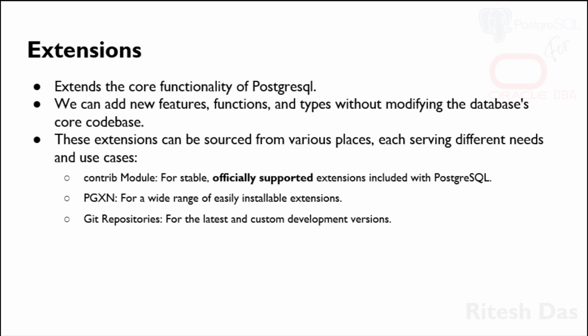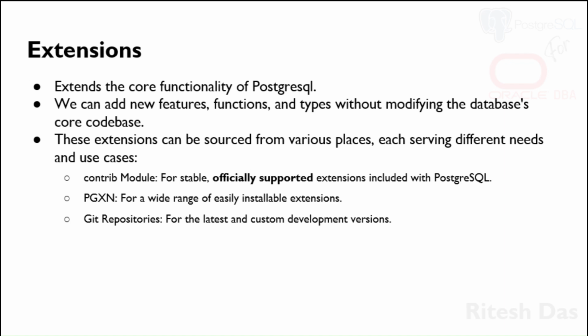The next is PGXN. It stands for PostgreSQL Extension Network. PGXN is a central repository for Postgres extensions. It is similar to CPAN for Perl or PyPI for Python. It allows users to search, browse, and install extensions easily. Extensions can be installed using the PGXN client.